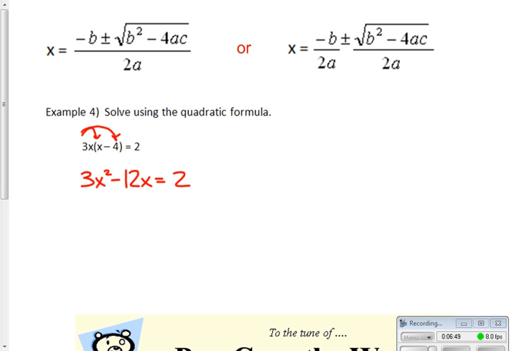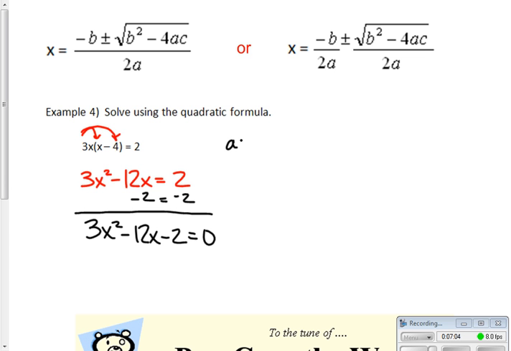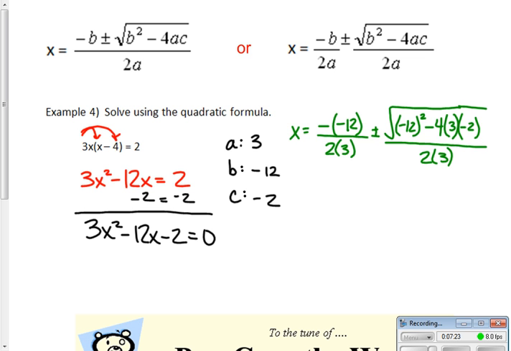Now we wouldn't be finished with this problem because we need to get everything onto one side. So I'm going to go ahead and subtract 2 from both sides. And I have 3x squared minus 12x minus 2 equals 0. Now I can go ahead and pull out my a, b, and c terms. A would be 3, b was negative 12, and c is negative 2. So the final step is go ahead and input those into the corresponding points there for that formula.